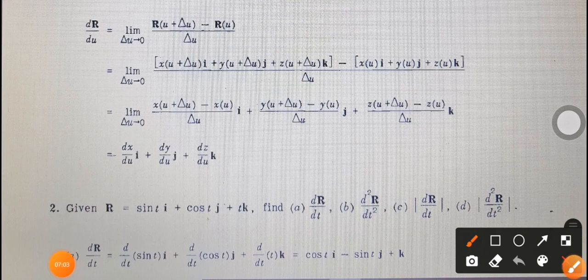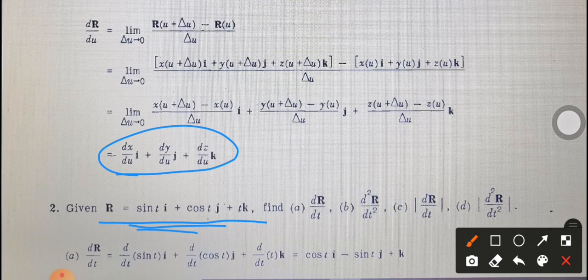So here we can see that in question number 2, we are given the function r equals sin t i cap plus cos t j cap plus t k cap, and here you can see that the variable u is replaced with t, nothing else. So we have to find dr by dt, that is the first derivative of the vector r. So we are just taking the derivative of the components separately. Derivative of sin t i cap plus derivative of cos t j cap plus derivative of t k cap. So the derivative of sin t is basically cos t. The derivative of cos t will be equal to minus sin t, and the derivative of t with respect to t will be equal to 1. So here is my derivative of the given vector.